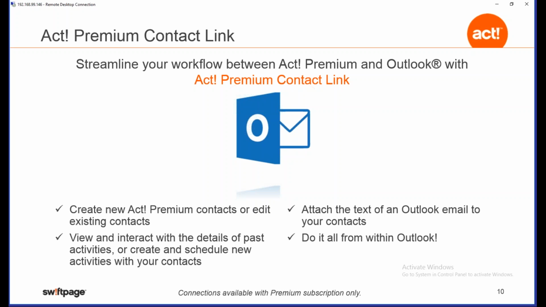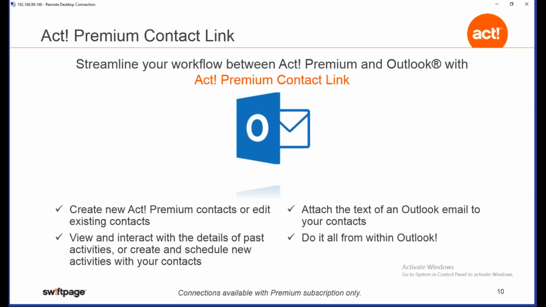Another connection that you're going to have with version 19 is the Act Premium Contact link. Once again, this is going to allow you to expand the connectivity between Act and Outlook, specifically for those people who do not have a desktop version of Outlook installed. Currently the way Act works is you need to have Outlook installed on your computer, whether it be a laptop or desktop, and then you can link your Act to your Outlook to integrate it, to attach emails and create contacts. This will allow you to work with the web version of Outlook, so that it will be an app within there.